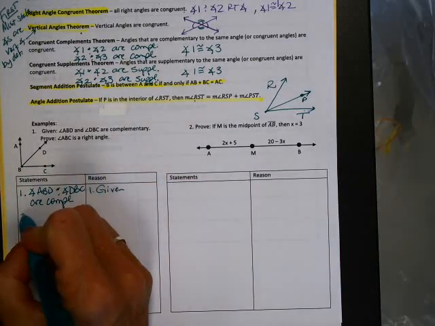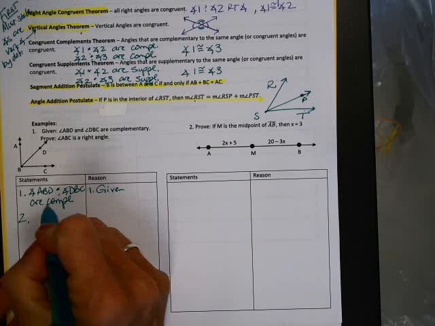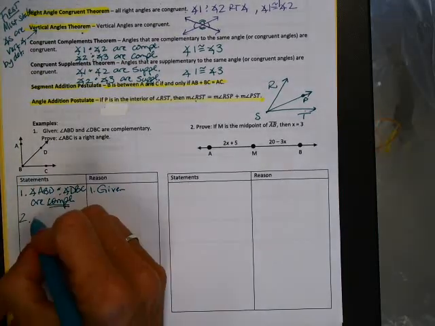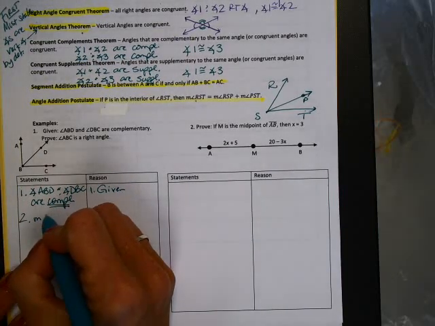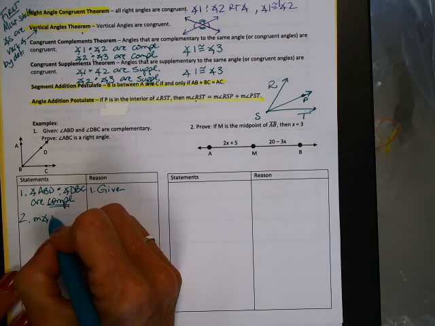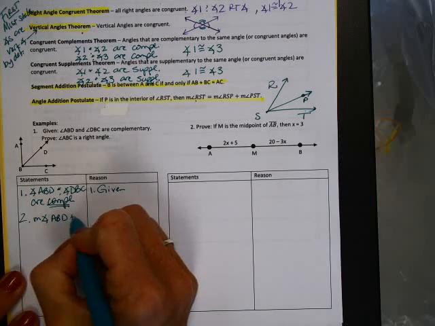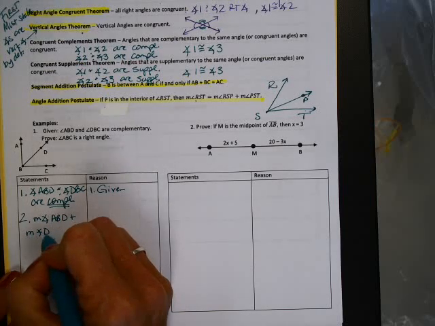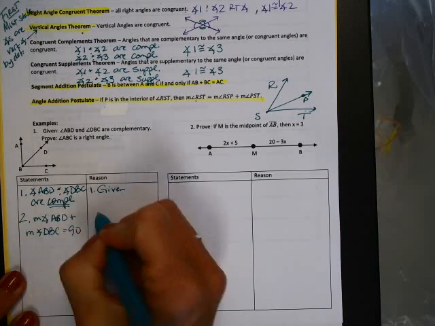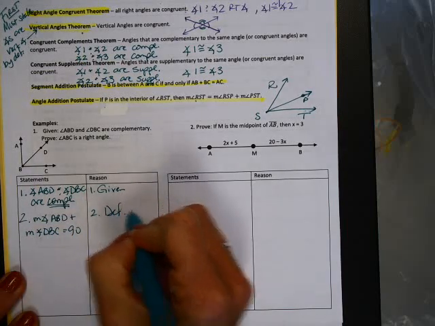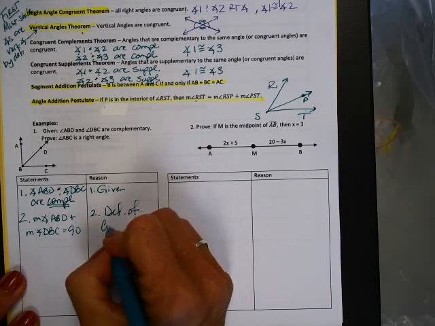So let's write that. Take what you know. This is usually your key to tell you what you're going to do. Remember, when we're adding angles, it's the measures that we add. Measure of angle ABD plus measure of angle DBC is 90. And that is the definition of complementary angles.